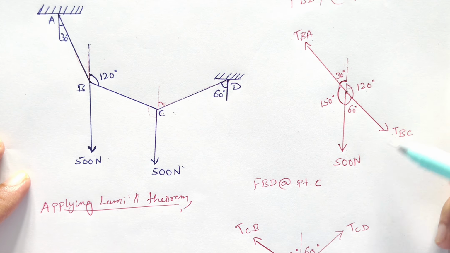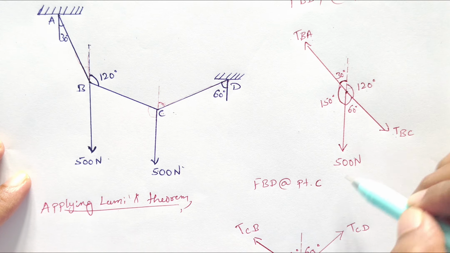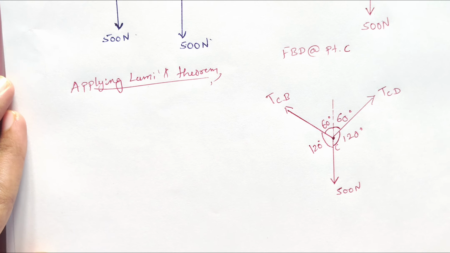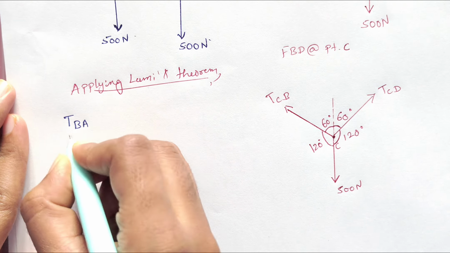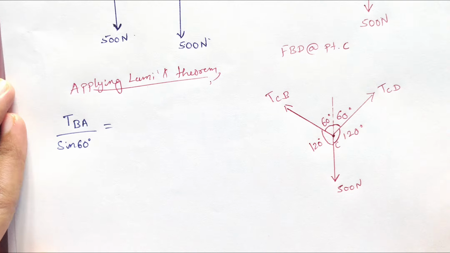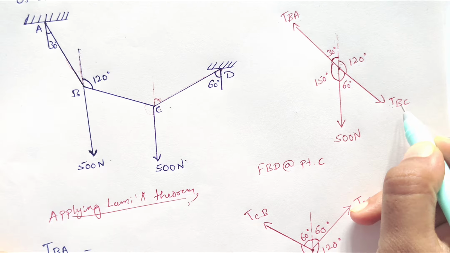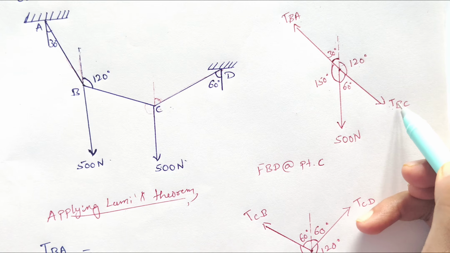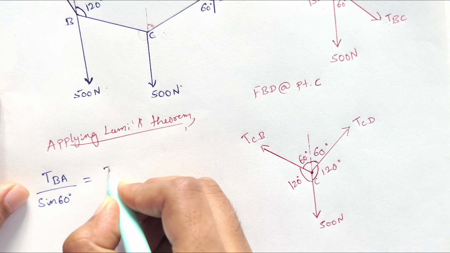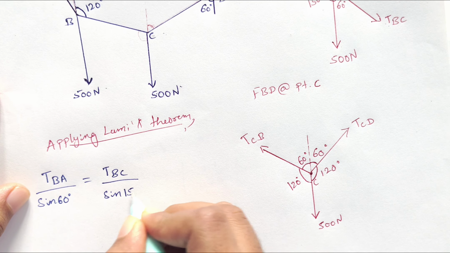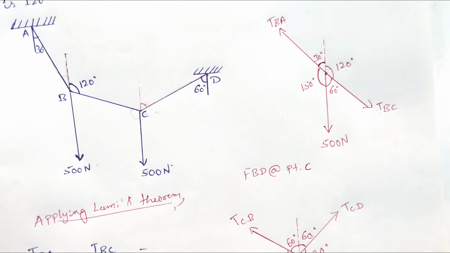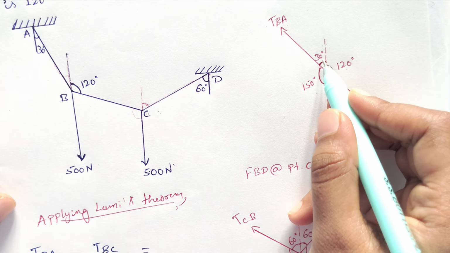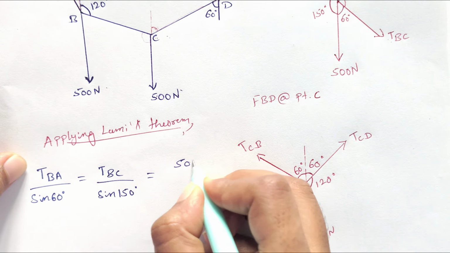Opposite to it are these two forces. The angle between them is 60 degrees. So TBA divided by sine 60 is equal to, next, this force TBC divided by sine of the angle between the other two forces, which is 150. So TBC divided by sine 150, is equal to 500 Newton divided by sine of the angle between the other two forces, 120 plus 30, which is 150. So 500 divided by sine 150.